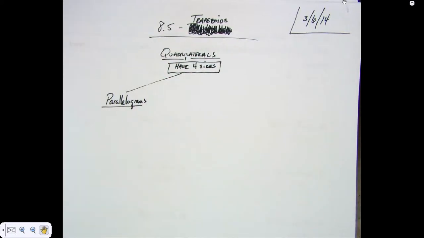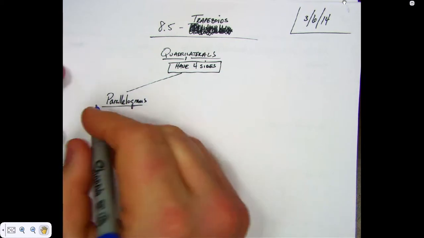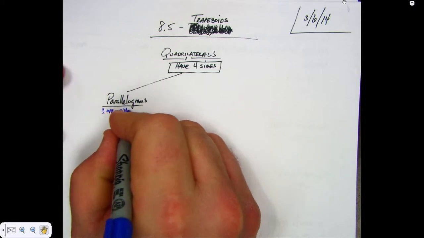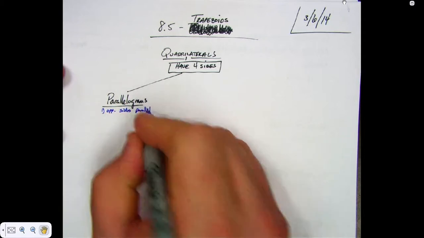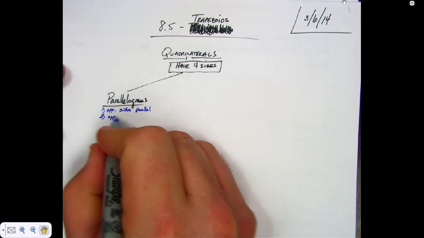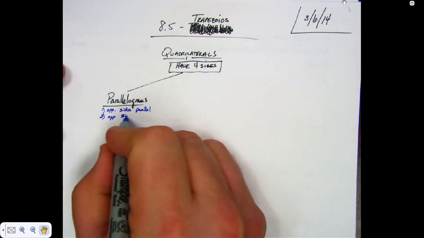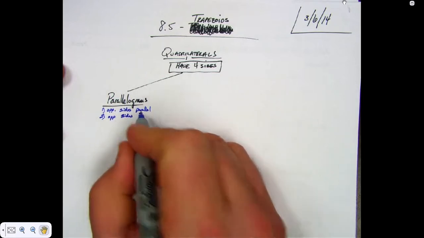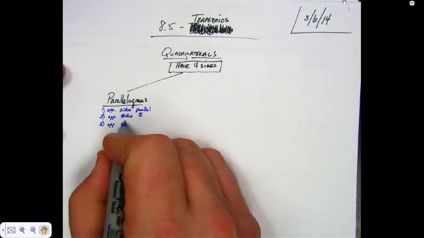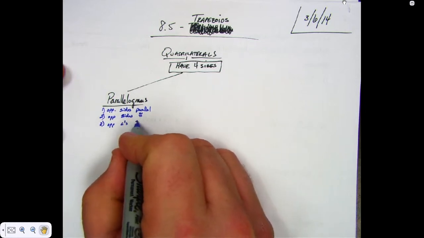Parallelograms. What is true about a parallelogram? First, what makes it a parallelogram? Opposite sides are what? Parallel. That's what makes it a parallelogram. Two, opposite sides are now congruent. Opposite angles are congruent.